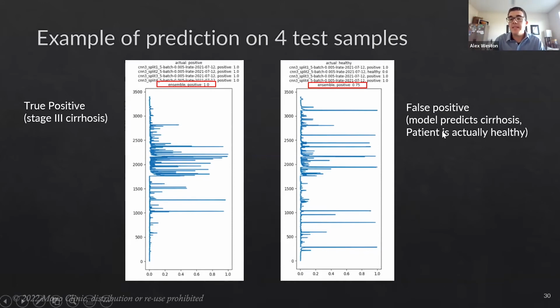Versus the one on the right is a false positive prediction. So we have 3 of our models that are predicting positive, and 1 that is predicting that this patient is healthy. So there's some dissent in our model predictions. And this patient is actually healthy. And so then when we combine those, the ensemble level performance, that ensemble score is 75%.